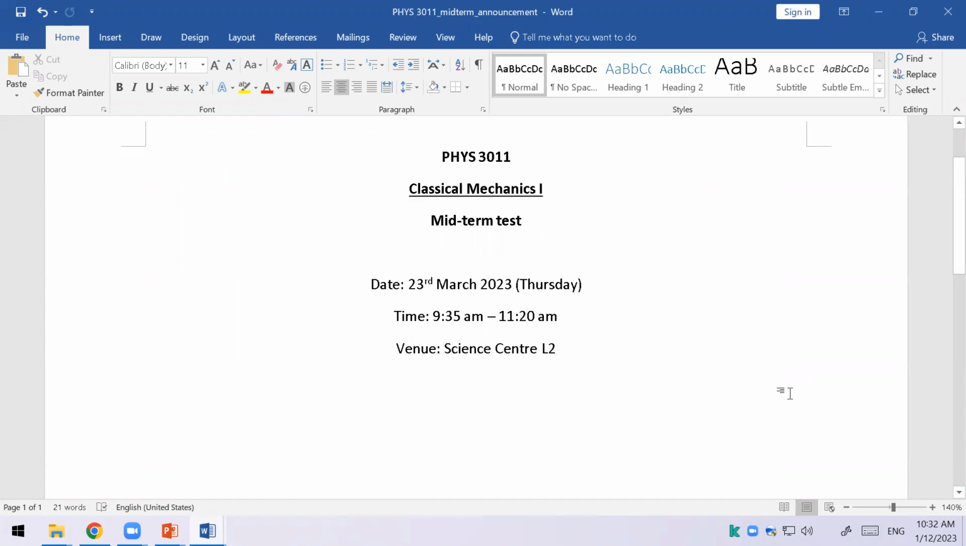Okay, so let's continue. Here is the schedule for the midterm test. It is at the regular class time and location. Because I know that the week before, you have the midterm of 3051, so I don't want to get this too close to the other one.